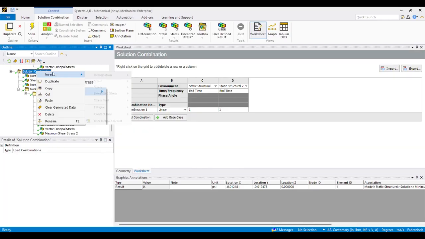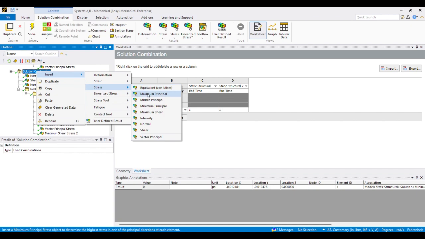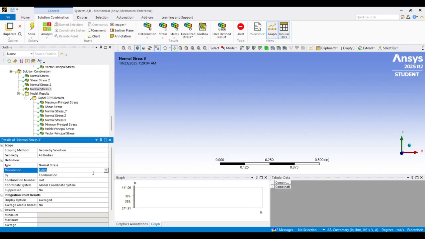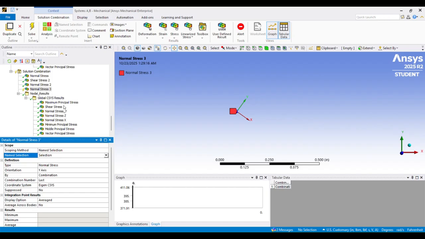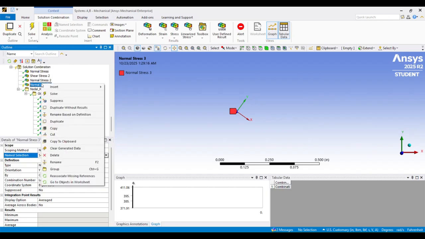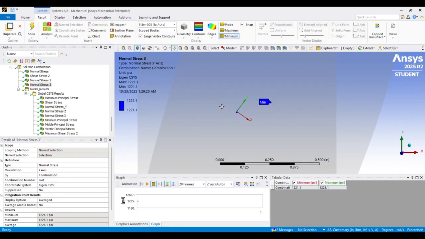So if I go in here and click insert stress, normal, and we'll pick the y-axis. And the coordinate system that we'll use is our eigenvectors. And we'll do it for that node in the middle. And we'll click solve. And yeah, we get the maximum principal stress here. You see that it's 1221.1.